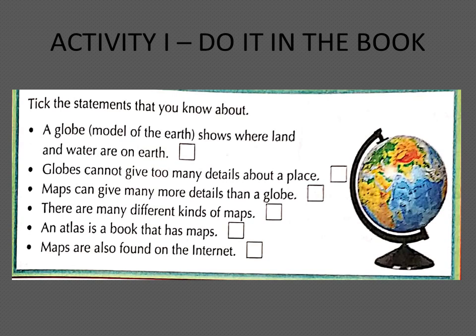There are many different kinds of maps. So after reading the chapter, you will know what are the types of maps. An atlas, I hope all of you have heard this name, is a book that has maps. Maps are also found on the internet. Yes, if you make a search in the internet, you can see so many maps. So you will only tick those statements which are known to you. Now let us move to the chapter.